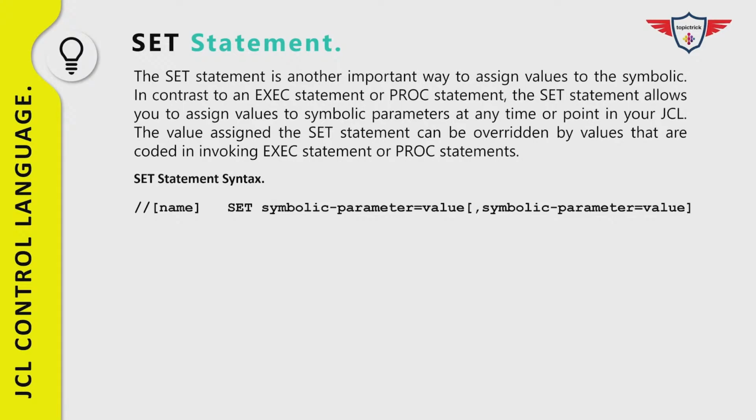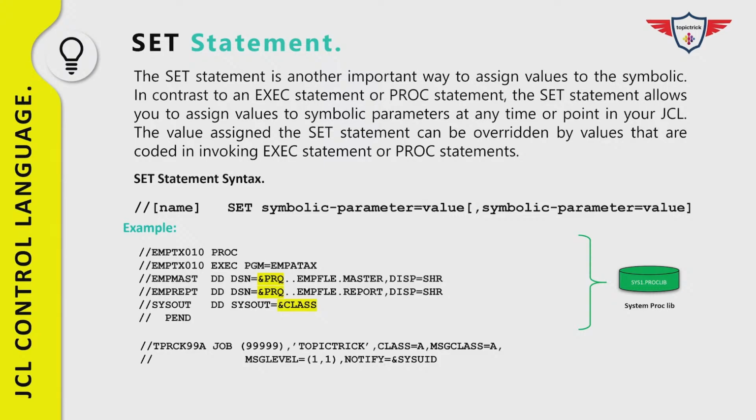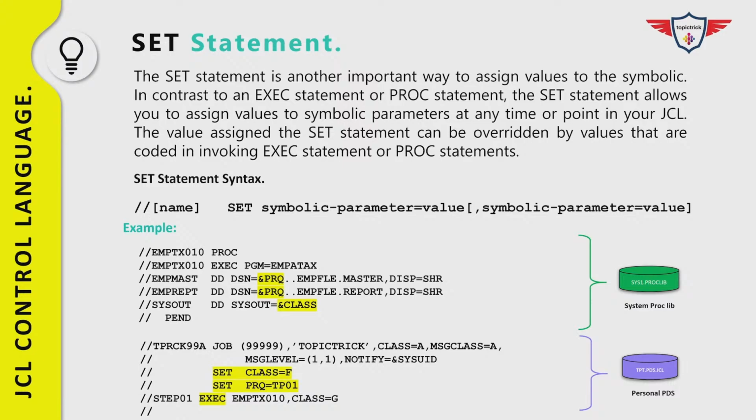again we are using the same example. We have a catalog proc which is stored in a system library, that is sys1.proclib, and we are using symbolic parameters %prq and %class. And if you look at the JCL, this time I've used the set statement to assign class value as f and prq equals tp01.